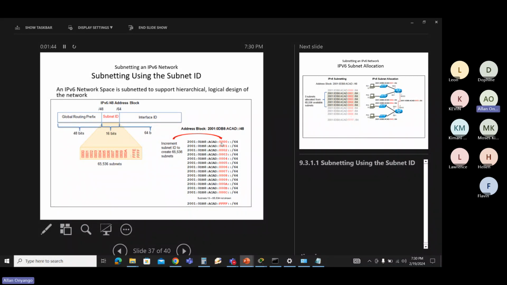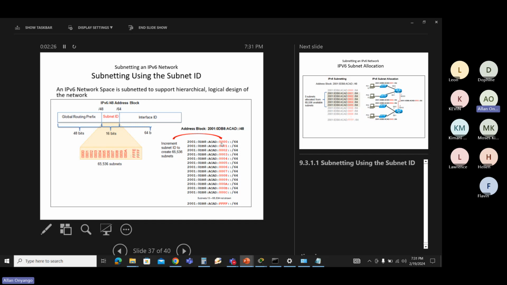So here we subnet to get networks, which means we borrow from the host portion and add to the network portion. That's what we are going to do. Let's see how we borrow. Let's say these are networks here on the right hand side: 2001:0db8:ACAD:0000. You see the 4th hextet? Yes, that is the subnet ID, the red part. That's where we are going to do some borrowing.